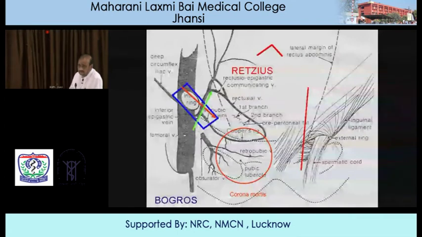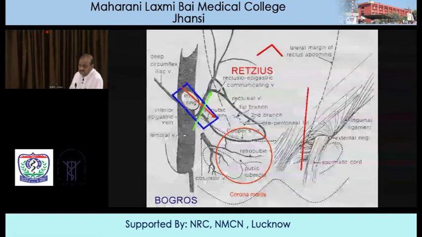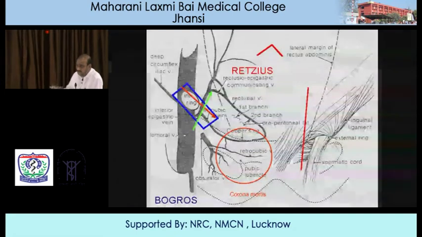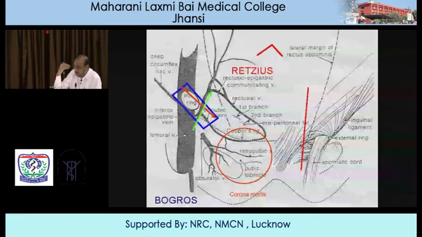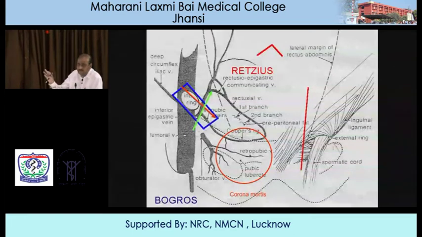Forming what? The circle of Vendelbeck, or venous arcade of Vendelbeck. The moment you identify it, it's not present in every patient, be careful. You don't ever damage the inferior epigastric. If you do, then you've got trouble on your hands.